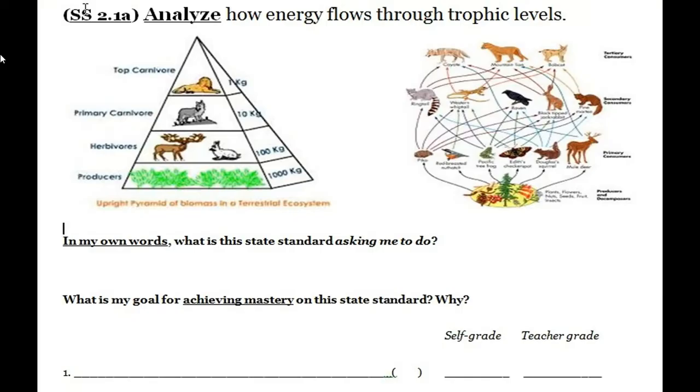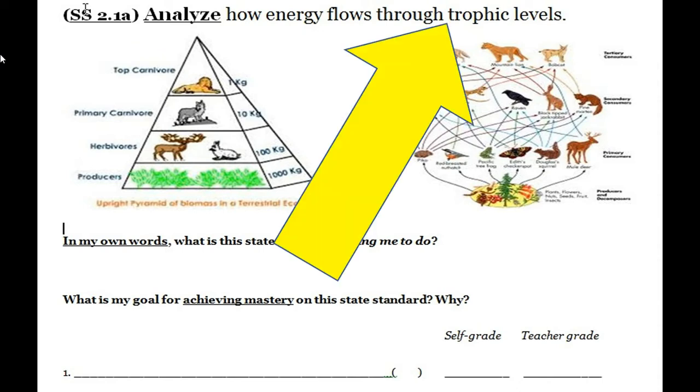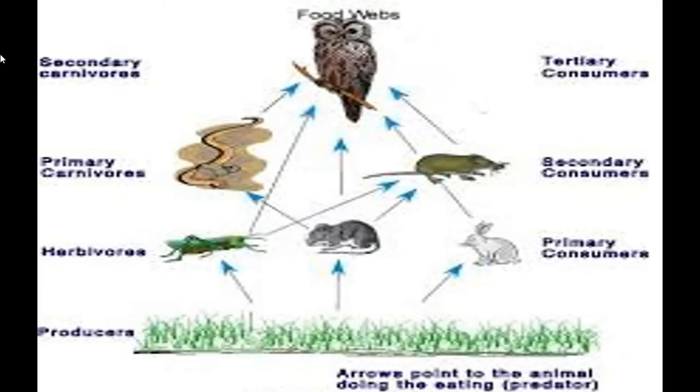Okay, so again, we're back to our initial state standard here, 2.1A from the Colorado Department of Education. Analyze how energy flows through trophic levels. Now, we see a food web over here on your right side, that's fine, but you see on the left side a trophic level diagram. I'm going to show you a couple more pictures and then one or two more movies on trophic level diagrams.